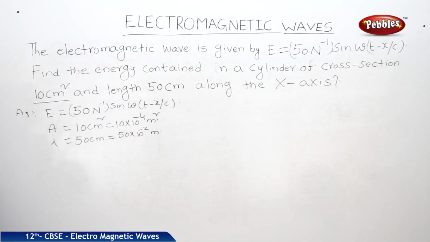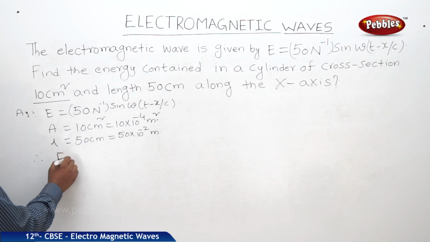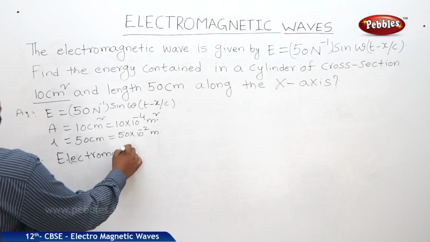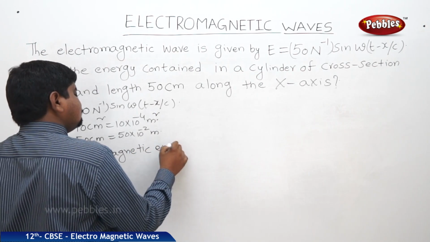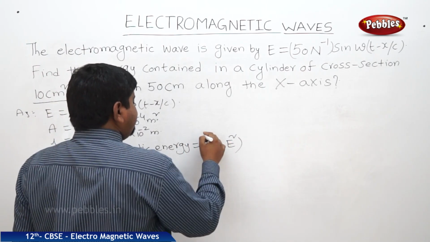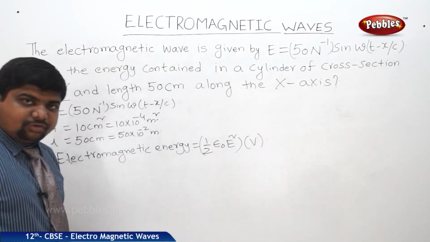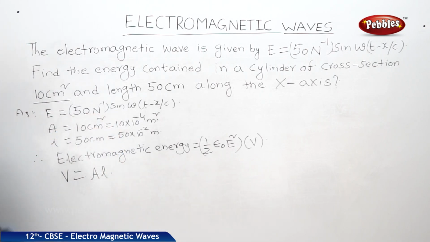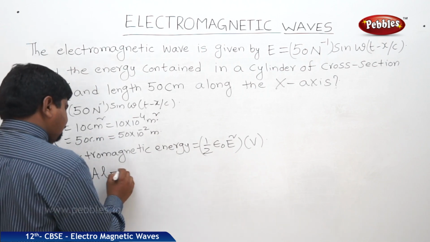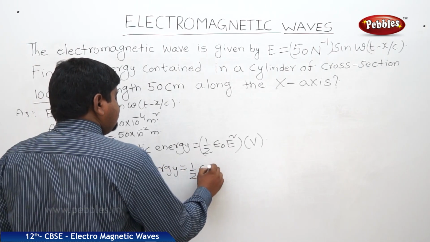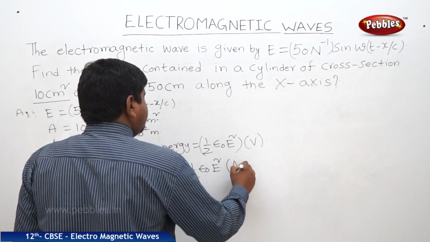Now we should find the electromagnetic energy contained in a cylinder of this cross section. Therefore, electromagnetic energy is equal to half epsilon naught E square into volume. For the given volume we are going to find it, and we can write volume is equal to area into length, because in the information we have area and length, we can directly substitute. Therefore, energy is half epsilon naught E square into area into length.